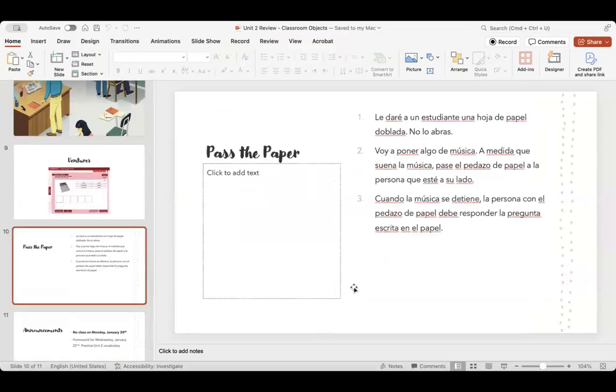Then we played pass the paper. I would give a folded piece of paper with a question on it to the first student, and that student would have to pass the paper for the music. When the music stopped, the person with the piece of paper had to answer the question.